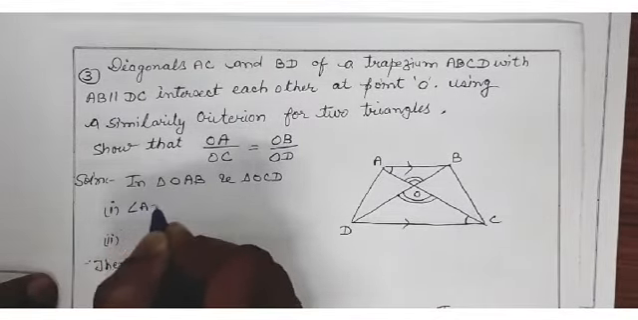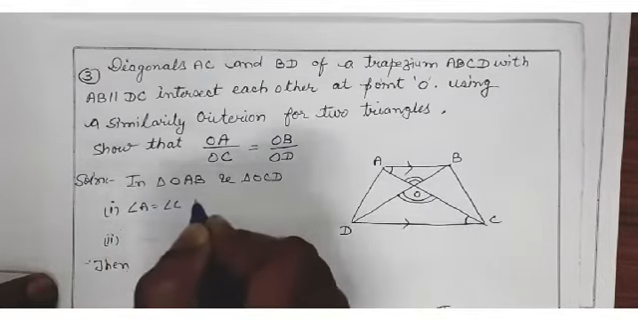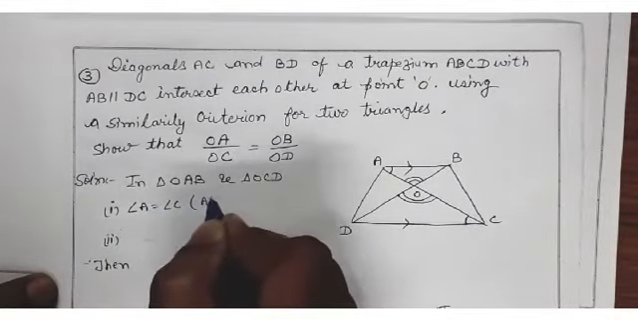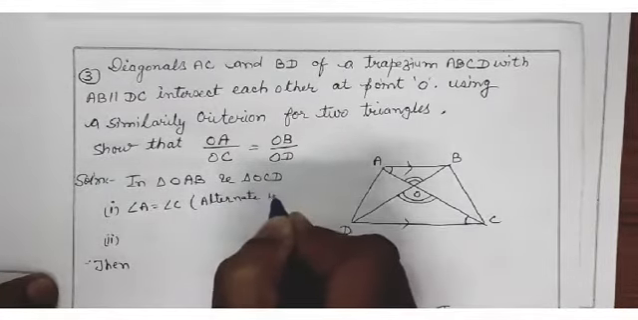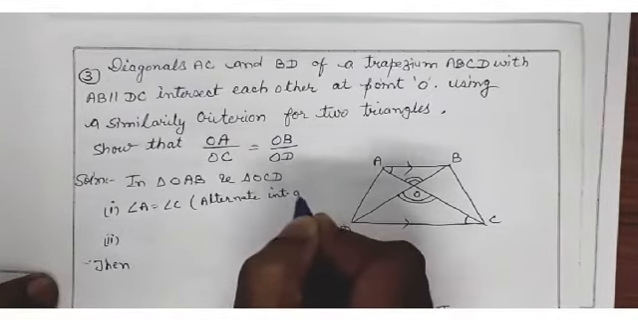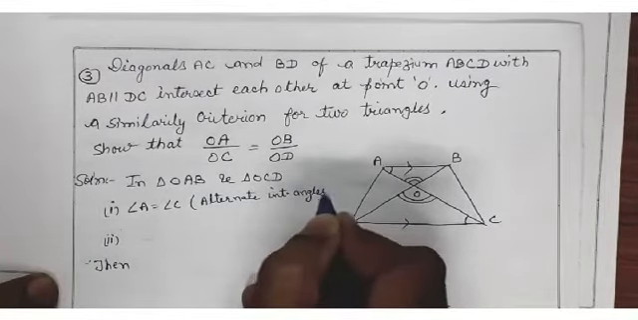Angle A will be equal to angle C. This is alternate interior angles.